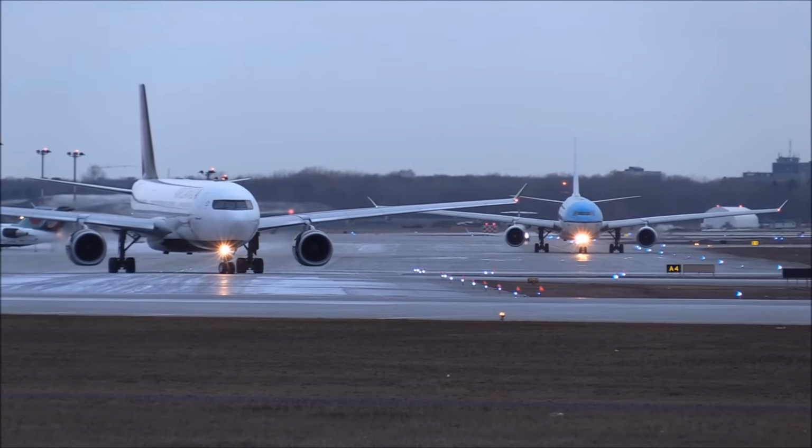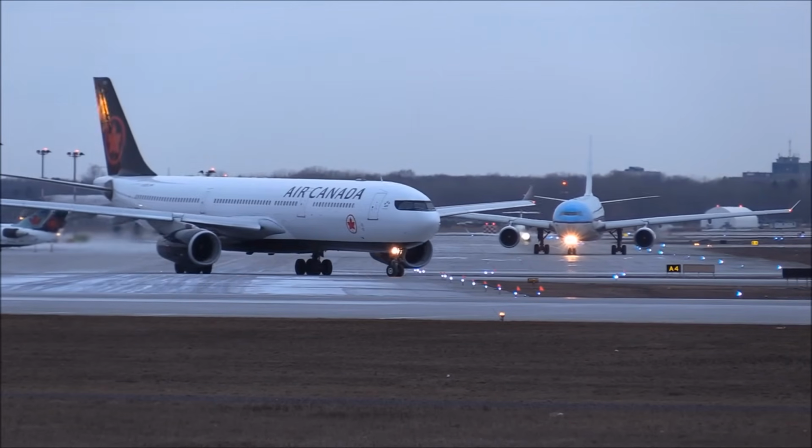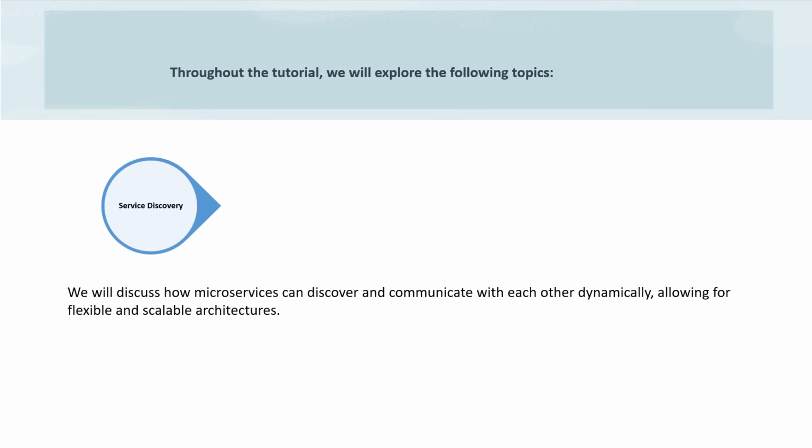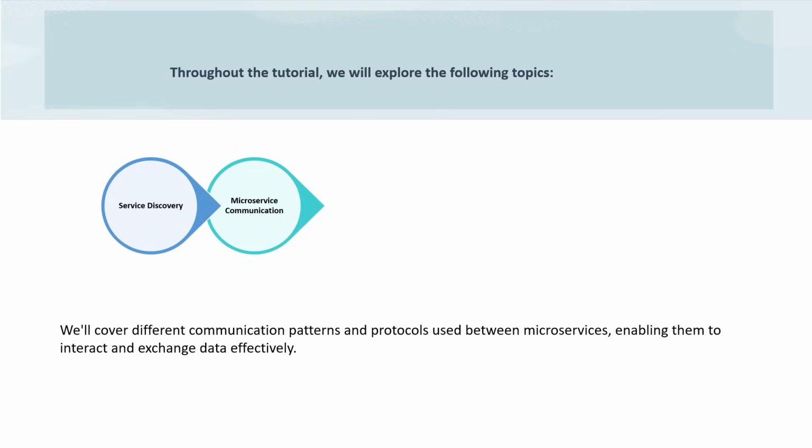We will build flight booking system focusing on microservices pattern and using Spring Boot and the latest Spring Cloud technologies. Throughout the tutorial, we will explore the following topics. Service discovery. We will discuss how microservices can discover and communicate with each other dynamically, allowing for flexible and scalable architectures. Microservice communication. We will cover different communication patterns and protocols used between microservices, enabling them to interact and exchange data effectively.